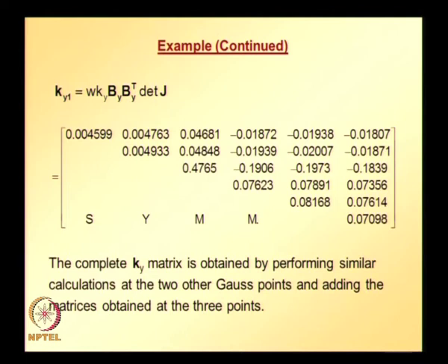The complete Ky matrix is obtained by performing similar calculations at the other 2 Gauss points and adding the matrices obtained at the 3 points. Here there is a small correction: in the problem statement it is given as matrix Kx, but it should be Ky, and also the coefficient is given as Kx, it should be Ky. So, with that correction, this is how we can proceed to evaluate these kinds of integrals.